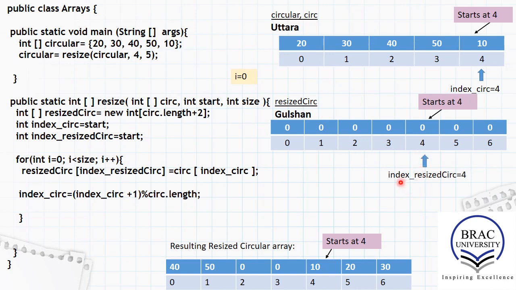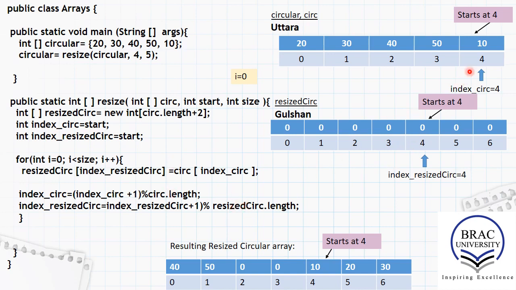And when I increment this index, I should mod it with this array's length because I want the wrap around to take place when the index becomes 7. So when I increment resized_circ's index, I will have to mod it with resized_circ's length. And this is the reason I had to maintain two different variables, because the length of these arrays are different. And this should be modded with 5 and this should be modded with 7.